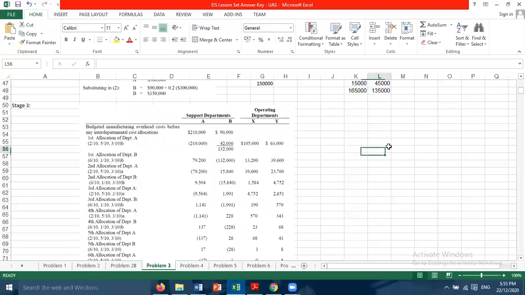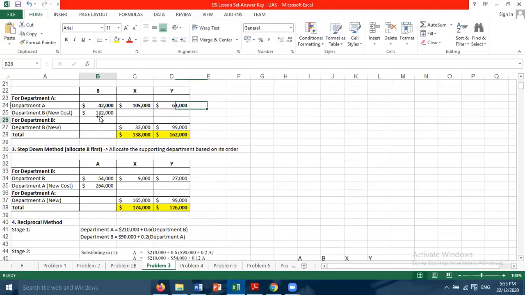So here, this will be the answer. This is a bit long indeed. The reciprocal method is a bit long. As you can see here, first we have 210,000 and 90,000, right? In the first row, we allocate the 210,000 from support department A to all the departments, which is B, X, and Y. So this is practically similar to step-down at first. As you can see from before, it's similar to this part first.